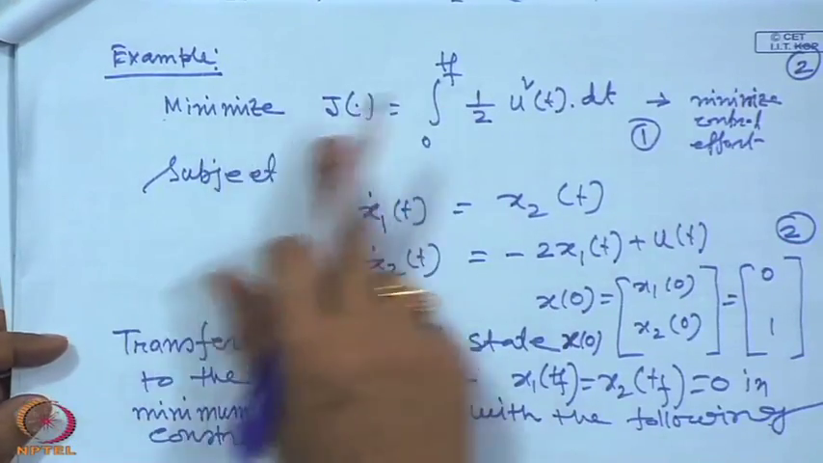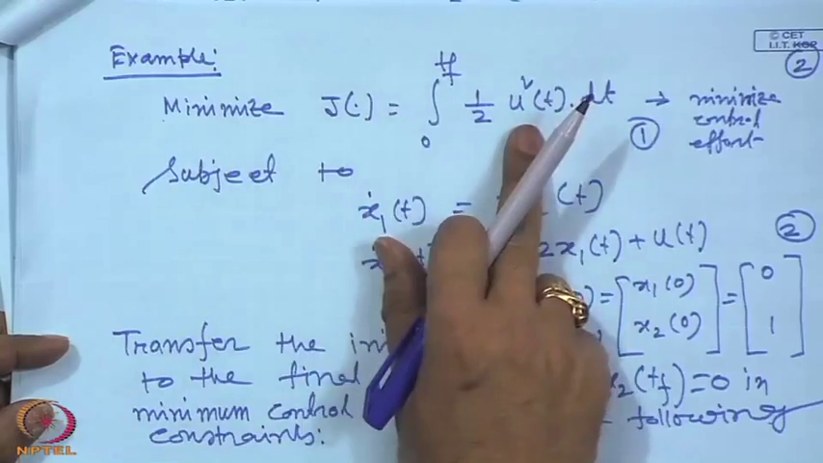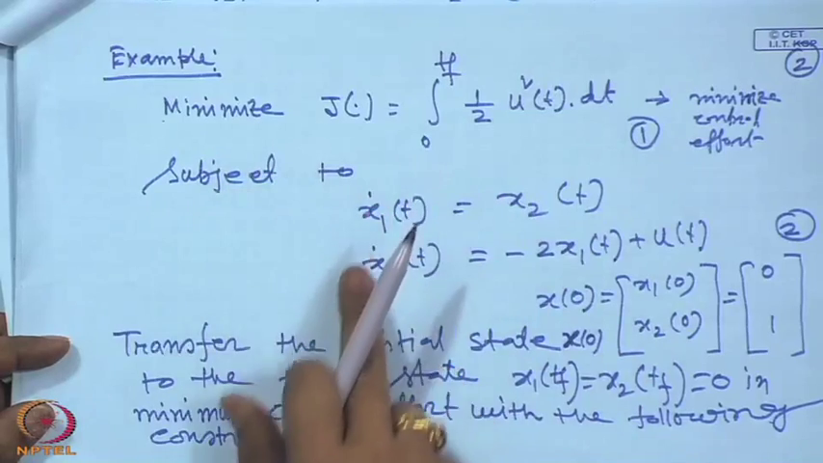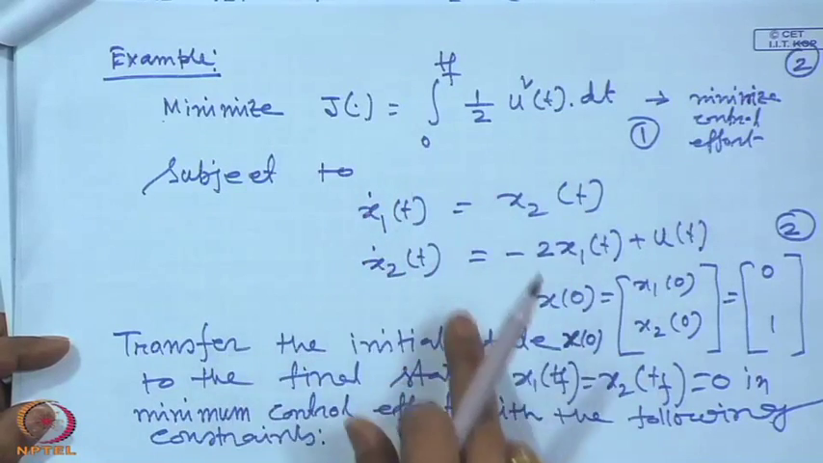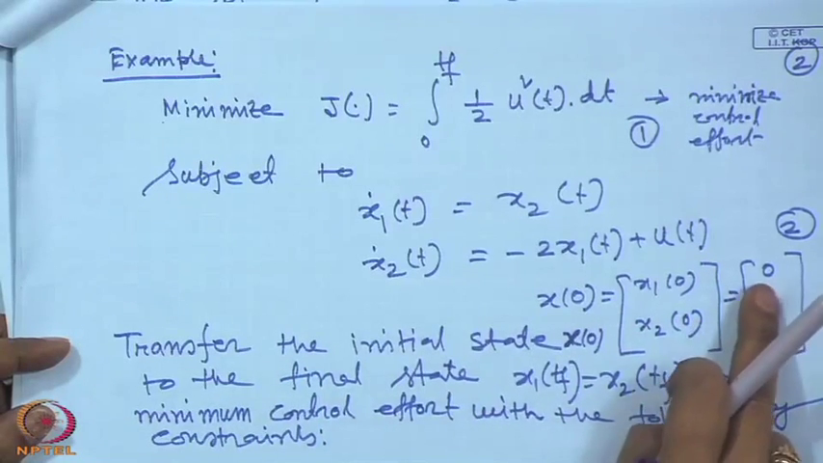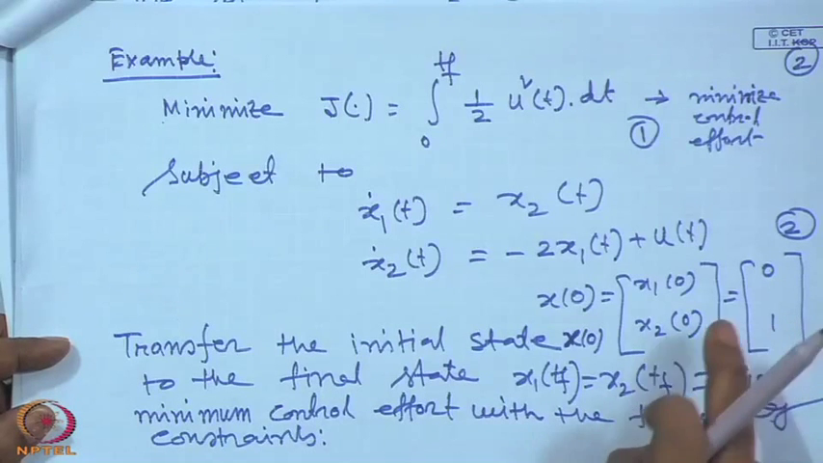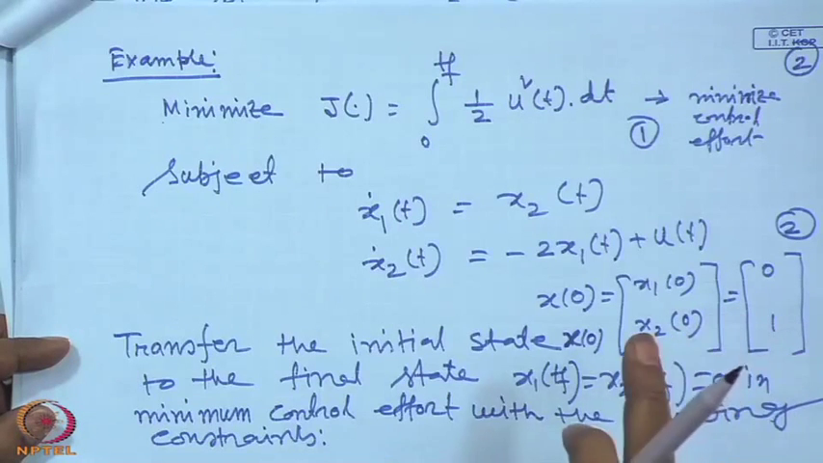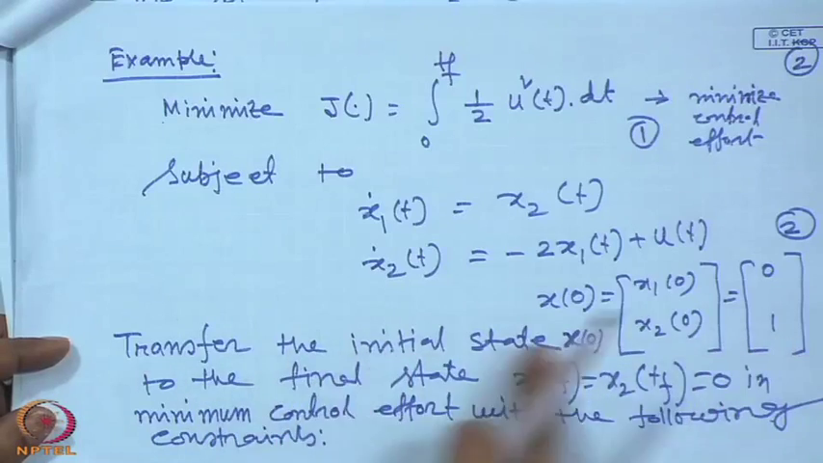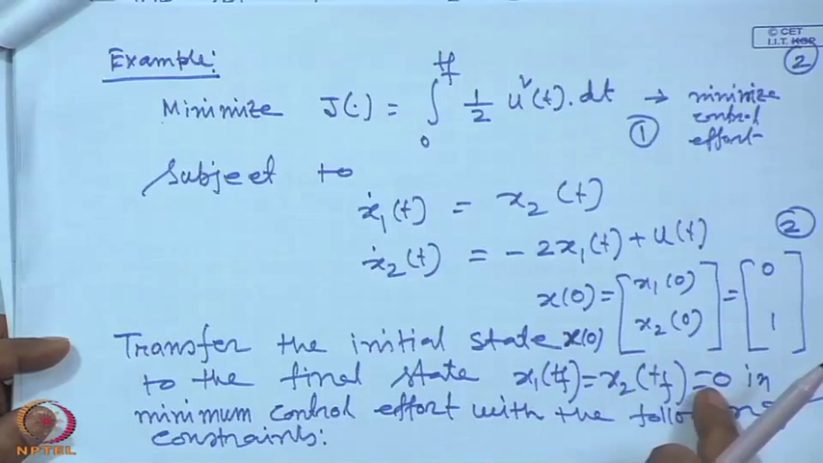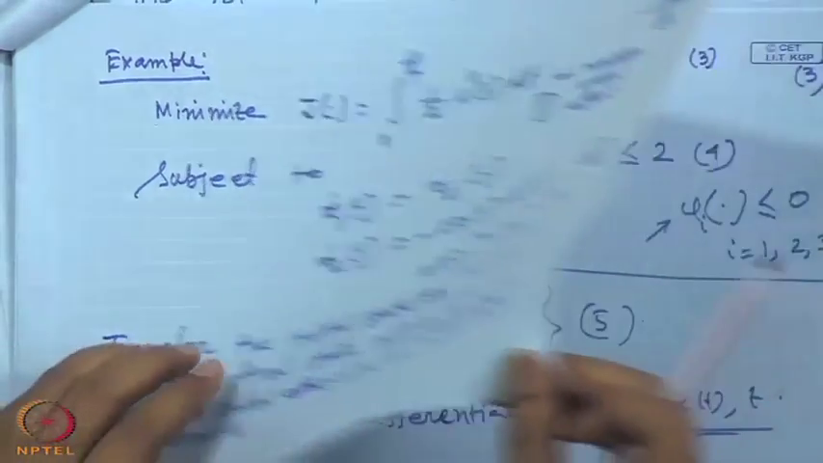We have an objective function: minimize the control effort, subject to the dynamic equation of the system and the initial condition. Our job is to transfer the initial condition by using a suitable control strategy so that it satisfies our input constraint as well as the state constraint, to transfer the state from x0 to the final state x1(tf) and x2(tf) equal to 0, meaning at the origin. This is our problem.